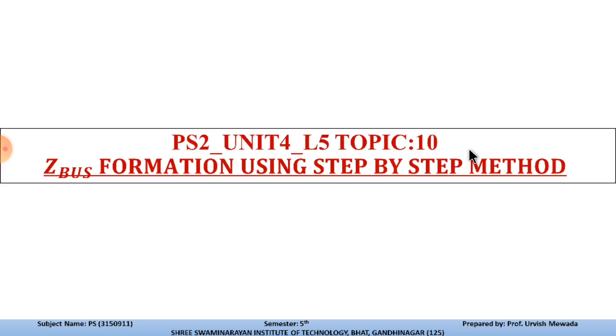Then after that we have topic number 10 for unit number 4, that is ZBus formation using the step-by-step method. So let us discuss how we can form the ZBus using the step-by-step method. Basically in any power system, the initial step is to form the Y bus of the given system, and then after that we can determine the value of the Z bus. From the Z bus it is easy to calculate the voltage and current of any bus using the GS method, NR method, DLF method, FDLF method.